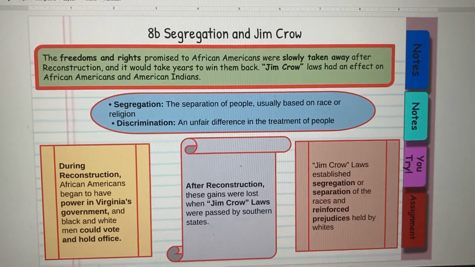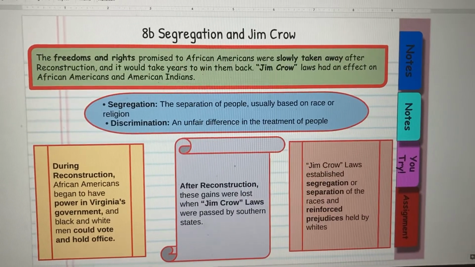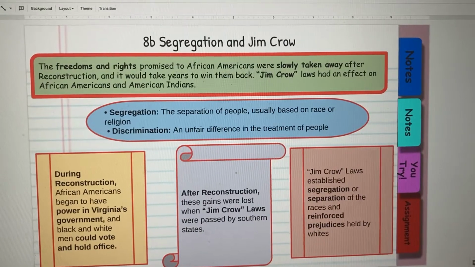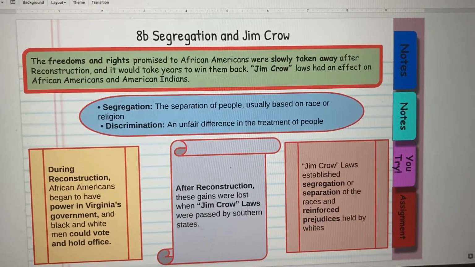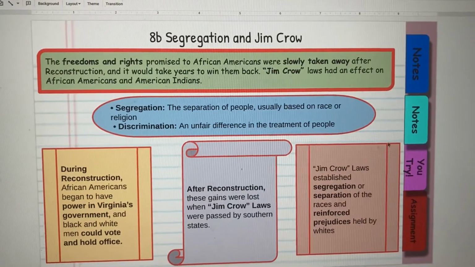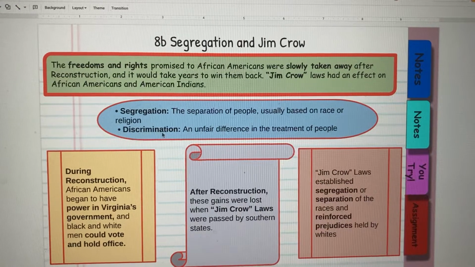Jim Crow laws had an effect on both African Americans and American Indians. So these laws really impacted anyone who wasn't Caucasian. So there are two terms that you need to know, and they're right here in your interactive notebook in this blue circle: segregation, and discrimination.